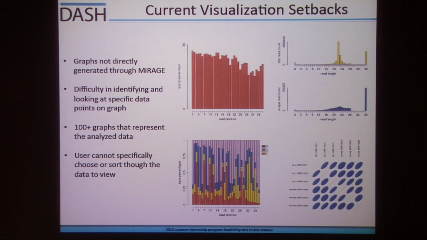Also, there's large amounts of data, which makes it very difficult to compare the data and actually see what is significant, what's different about acute versus convalescent patient data. Also, the user cannot specifically choose or sort through the data to view, so they cannot filter out what's insignificant versus significant. So in order to address these setbacks, I learned a variety of tools in order to create the front-end MIRAGE to be better.